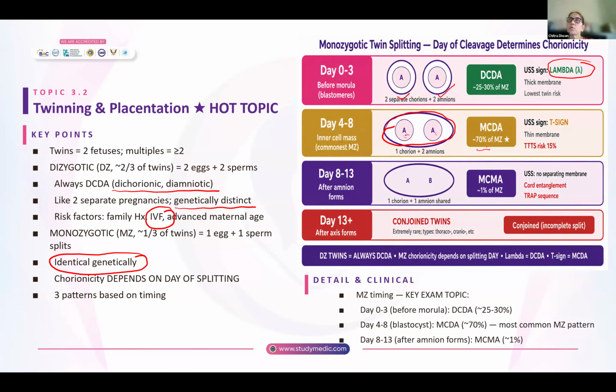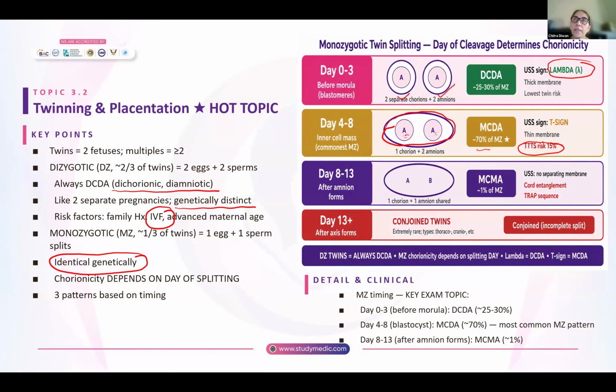Now on ultrasound, you will see the T sign where the membranes are being attached. And this membrane is a very thin membrane. And the risk of TTTS, or twin-to-twin transfusion syndrome, is about 15%. These monochorionic diamniotic MCDA twins are at a very high risk of getting all complications of twins.